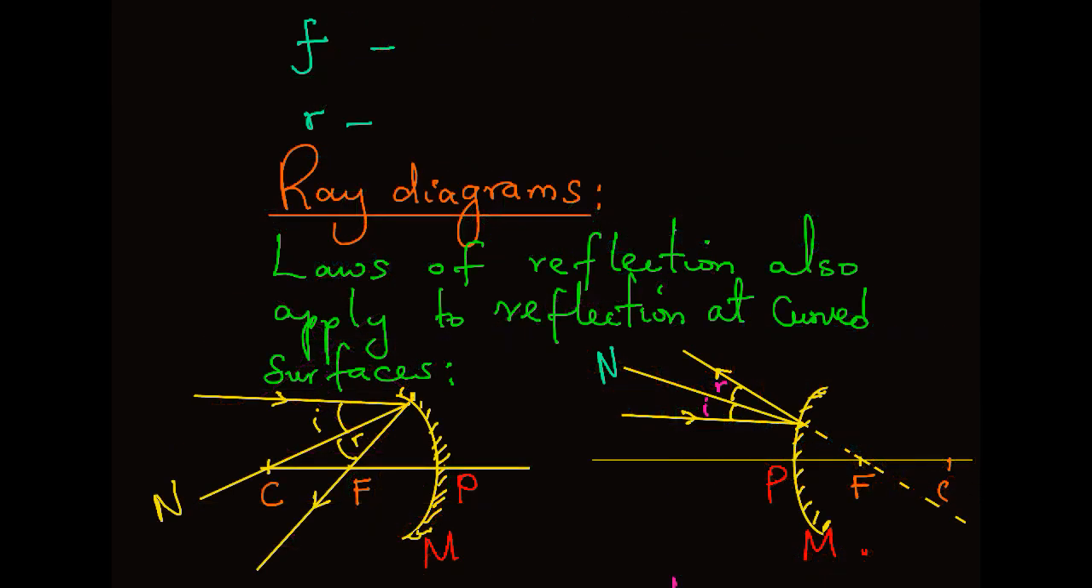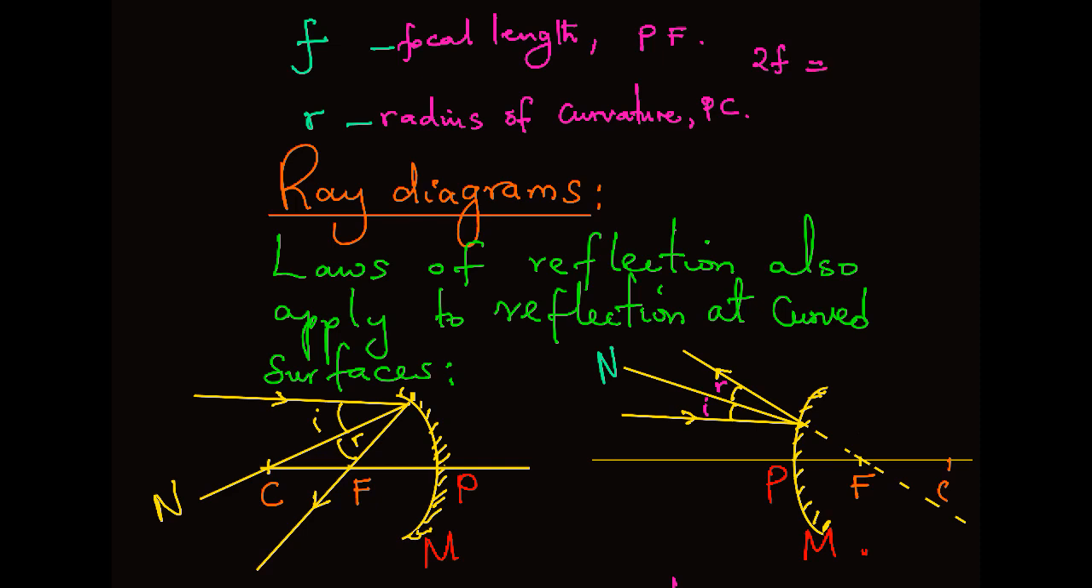As noted above, f is the focal length, and it is equivalent to the distance PF, while R is the radius of curvature, which is the distance PC. These two distances are related in such a way that twice f is equal to R, and therefore we note that the focal length of a curved mirror f is given by R divided by 2.